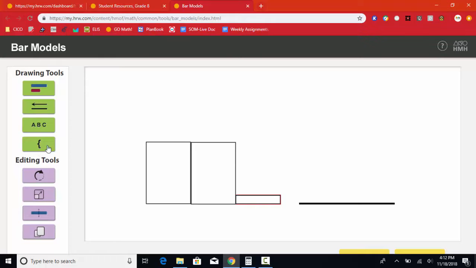We also have brackets. If we want to say something, we can type in here what this is. Just more stuff that we can play around with and see what's going on.